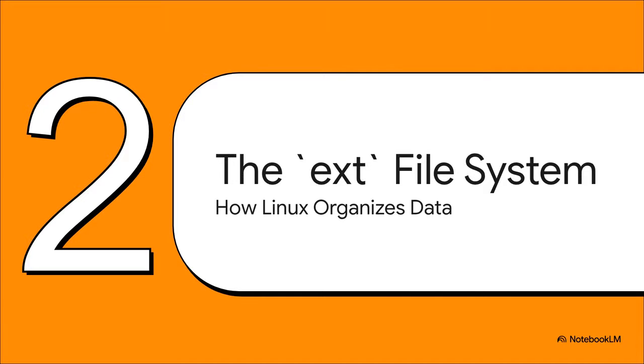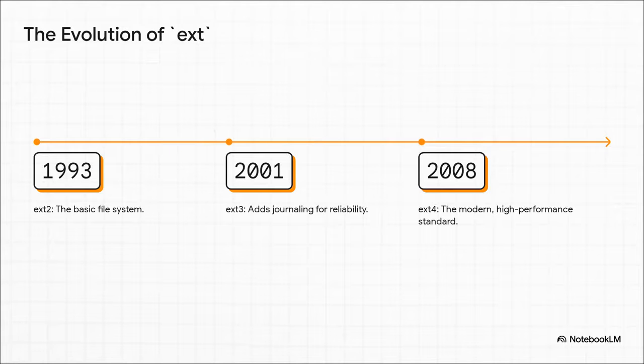All right, so we've covered the different operating systems. Now let's look at what they're all built on top of, the file system. Just think of it like the library's card catalog, or the blueprint for a building. It's the system that dictates how Linux stores, finds, and manages every single file on a disk. The most common file system you'll run into is the extended file system, or ext for short.